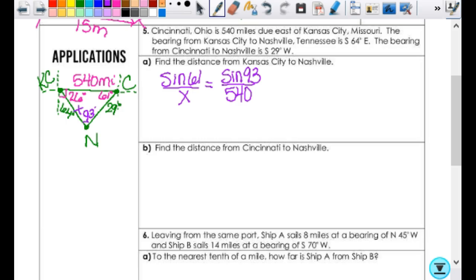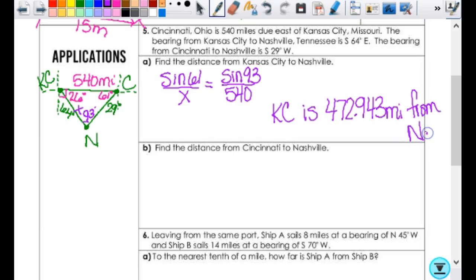Okay, so then I can say that Kansas City is 472.943 miles from Nashville. Well, yeah. Otherwise, what's it that far from? Got to answer the question.